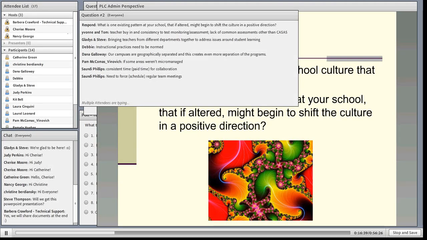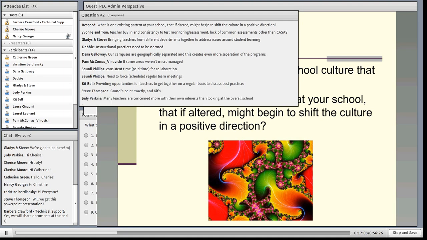Great. Don't stop typing if you're still typing. We want to get those responses in. But definitely some good and interesting thoughts that I think some of what we're going to talk about today, we can help you with this. Certainly consistent paid time for collaboration is something that we're going to talk about. And having regular team meetings is a critical part of moving forward into the PLC work.